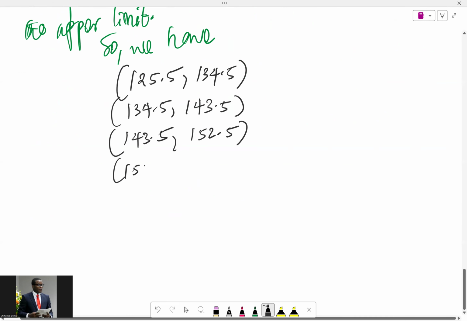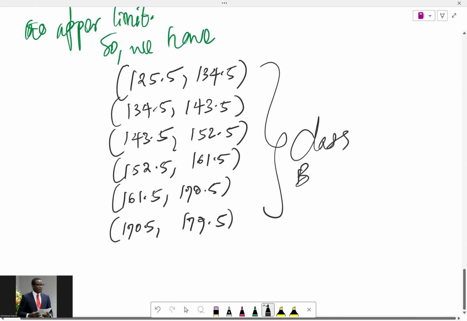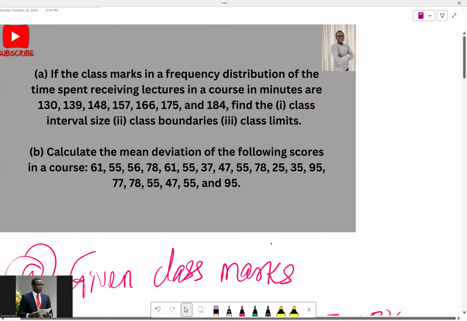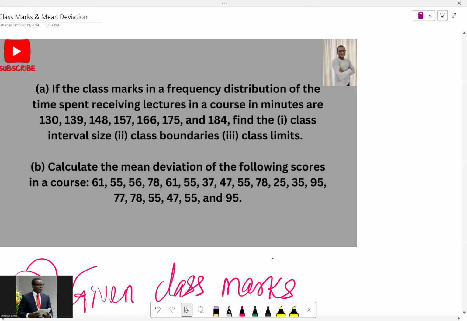So you have that 152.5 here now. And then 161.5. So that's the lower boundary for the next one. That's 161.5, 170.5. Then next you have 170.5, and then this is 179.5. So these are the class boundaries. And with that, we come to the end of the first part of the question. That's A now. Be careful, follow what you're taught in class. I know there may be a bit of difference, but be careful of that.